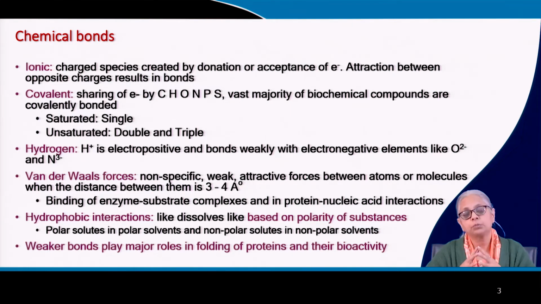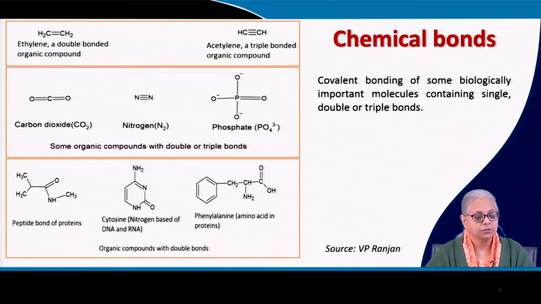And within covalent bonds you have saturated covalent bonds, which means there is a single sharing of electrons, and you have unsaturated covalent bonds where you have double and triple bonds. Let me go through a few of these examples. You have ethylene here, where you have a double bond between the two carbon atoms, and you have acetylene, which is a triple bonded organic compound. So you have a triple bond between the two carbons.